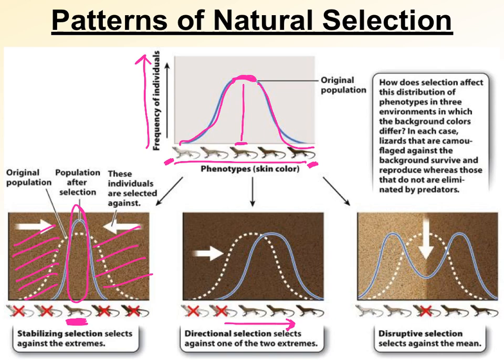Or hypothetically, on the flip side, what if you had a light colored background? Then it would shift toward this direction, right? It can go in either way. Disruptive selection selects against the mean.